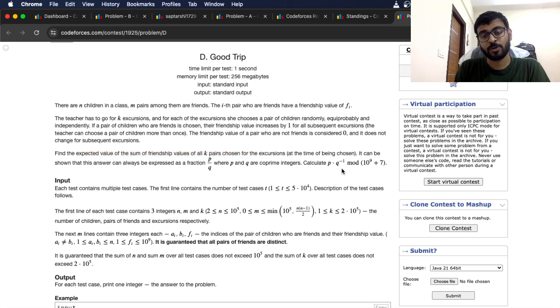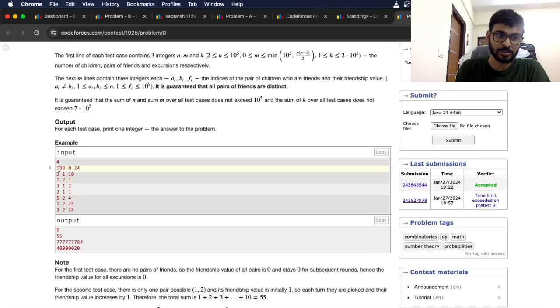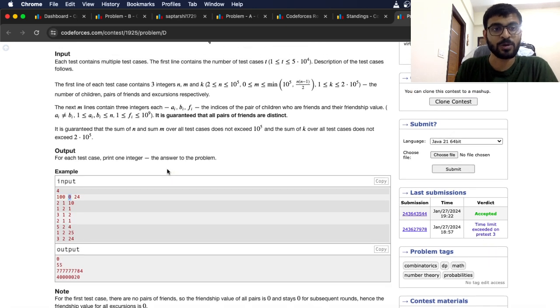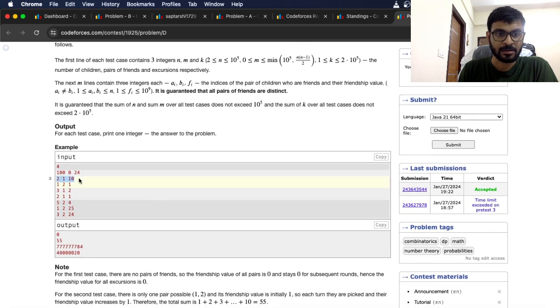Calculate P into Q inverse mod of this. Let us look at this. 100, 0, 24. 0 is basically the number of pairs who are friends. So if there are no pairs that are friends, nothing comes over here. Now for 2, 1, 10. 1 means that there is one good pair. 1 and 2 are friends and they have a friendship value of 1.